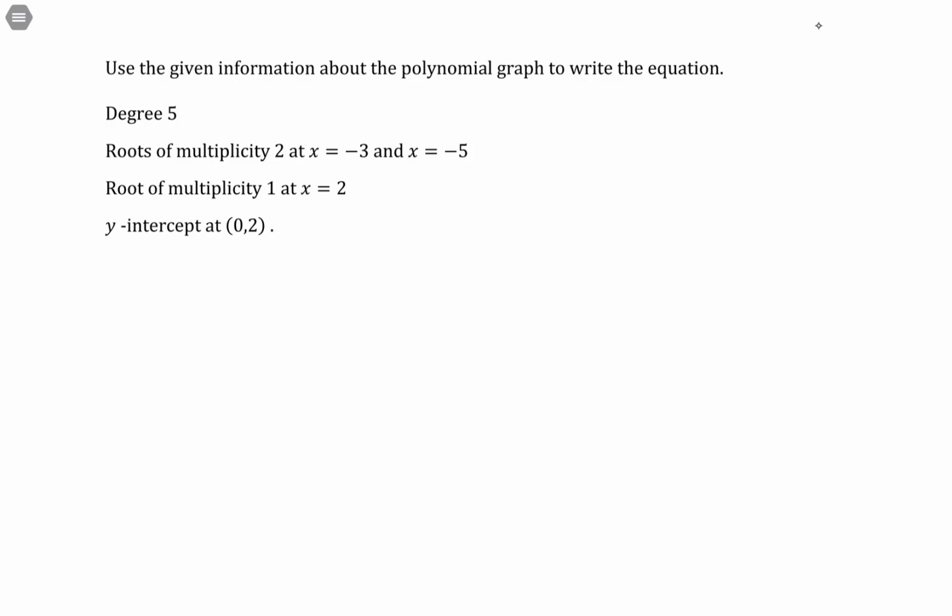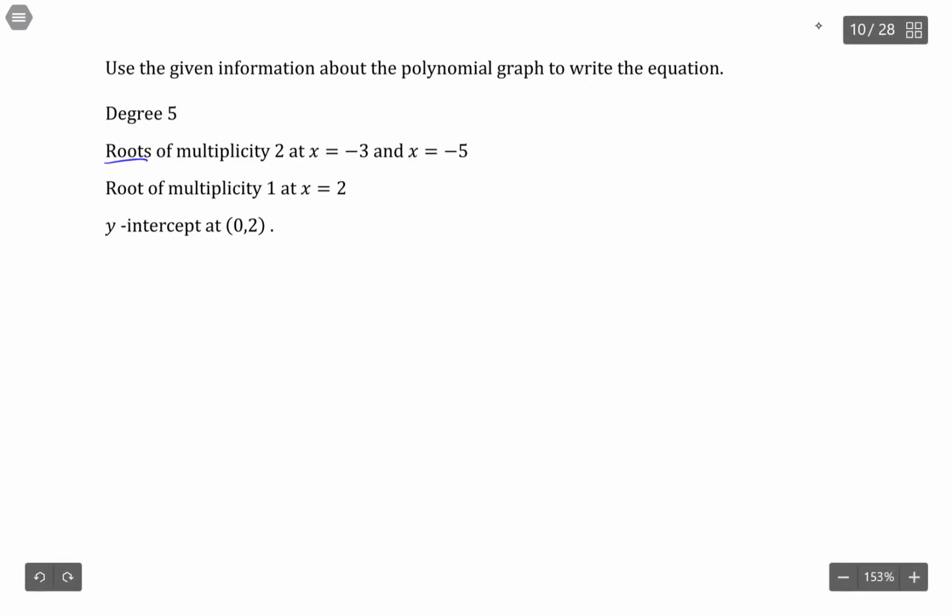Use the given information about the polynomial graph to write the equation. We need a polynomial that is degree 5, has roots of multiplicity 2 at x equals -3 and -5, a root of multiplicity 1 at x equals 2, and a y-intercept at (0, 2). Okay, so degree 5, that means we're going to have 5 different zeros.